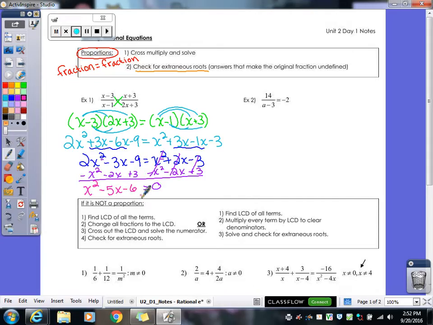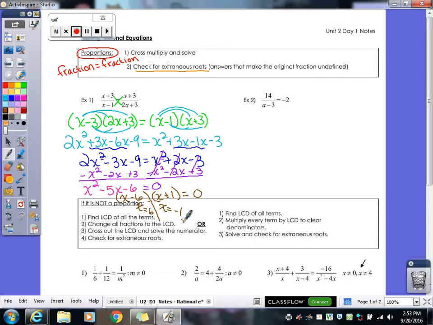At this point, since there's an x squared term, in your head you should be thinking, oh, I need to factor. Factoring's our favorite thing right now. So I'm going to factor these out. This is going to factor into x minus 6 times x plus 1. So when I set them equal to 0, I get x equals 6 and x equals negative 1.